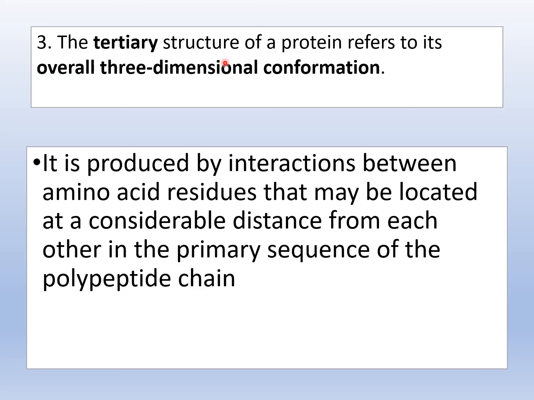The tertiary structure of a protein refers to its overall three-dimensional conformation. It is produced by interactions between amino acid residues that may be located at a considerable distance from each other in the primary sequence of the polypeptide chain.